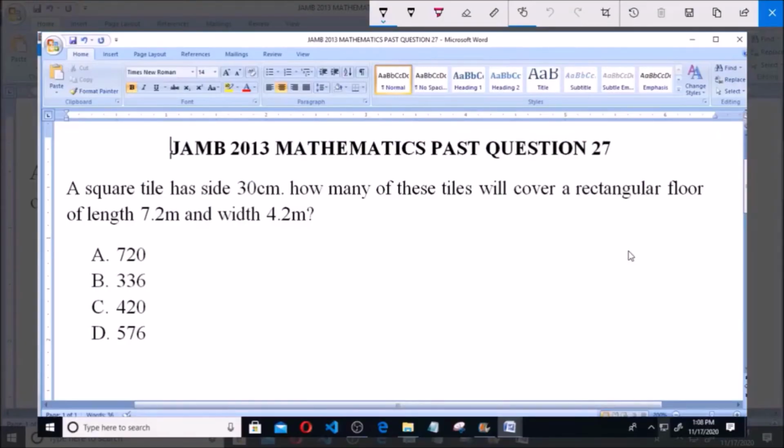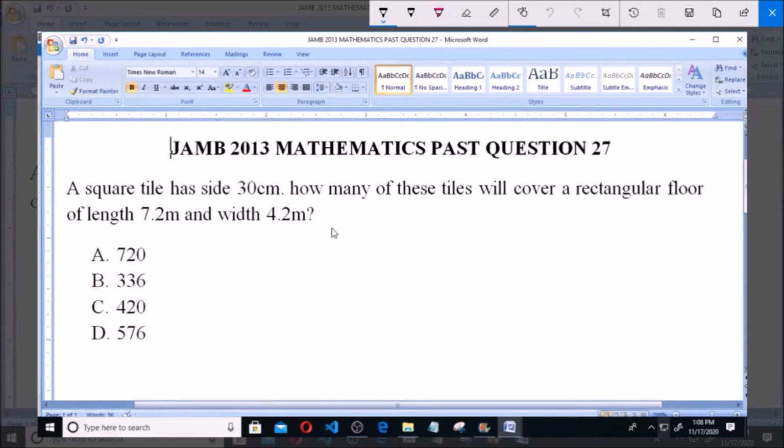I'll be answering JAMB 2013 Mathematics Past Question 27. A square tile has sides 30 cm. How many of these tiles will cover a rectangular floor of length 7.2 meters and width 4.2 meters?